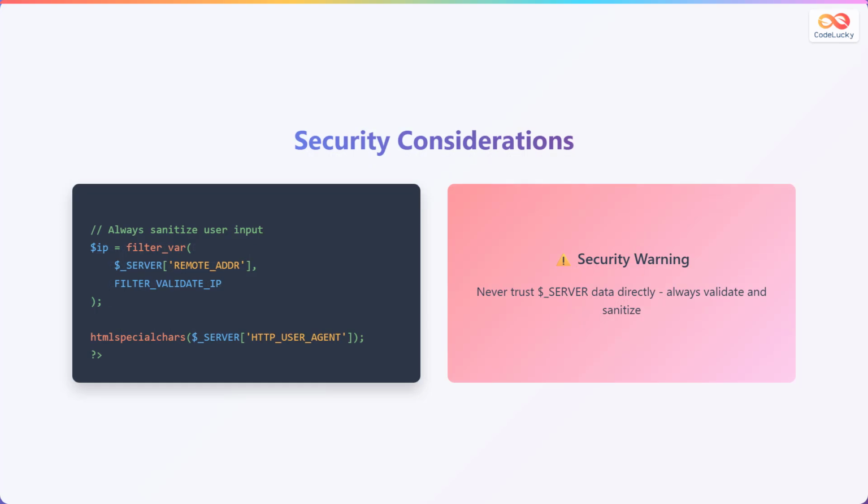It's crucial to understand the security implications when using the $_SERVER superglobal. Never trust $_SERVER data directly. Always validate and sanitize the data to prevent security vulnerabilities. The example shows how to use filter_var to validate and sanitize an IP address obtained from REMOTE_ADDR. It also demonstrates how to use htmlspecialchars to sanitize the HTTP_USER_AGENT string to prevent cross-site scripting attacks. Always remember to treat $_SERVER data as potentially malicious input and take appropriate security measures.